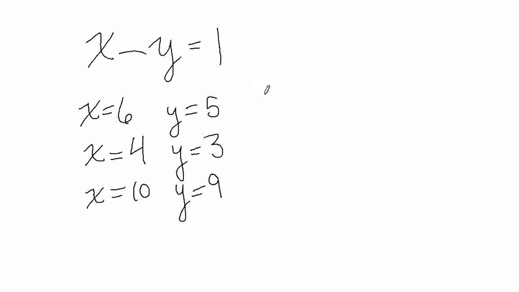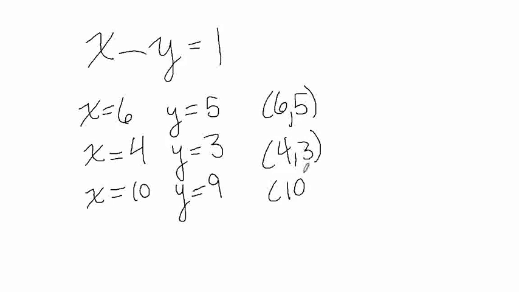Now, in order to express solutions in a more compact way, we use commas and parentheses. So the 6 and the 5, a compact way to express that is 6 comma 5 between parentheses. The second example would be 4 comma 3. And the last example, in between parentheses, 10 comma 9.